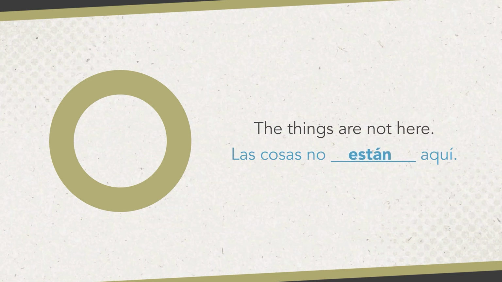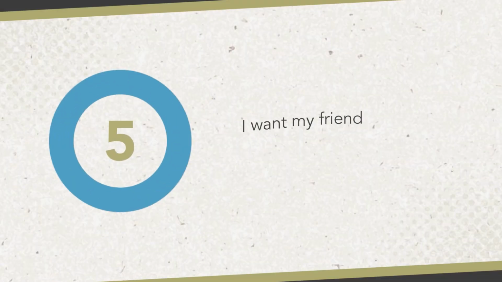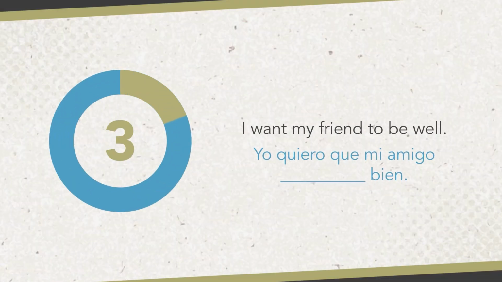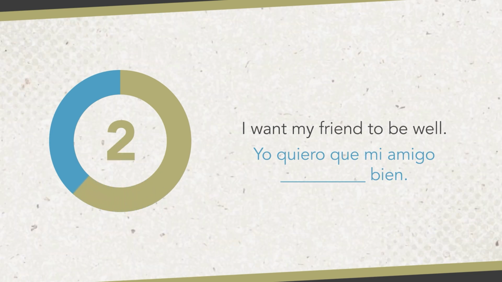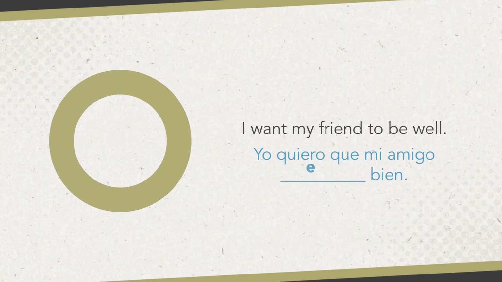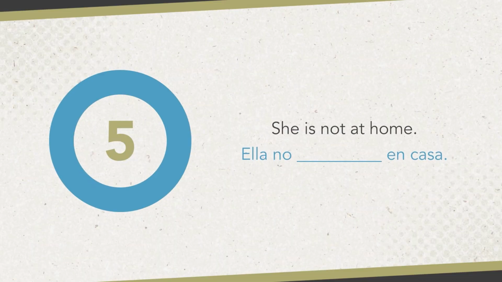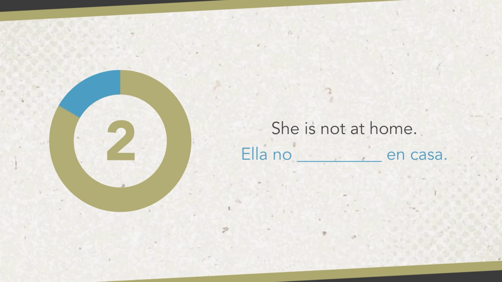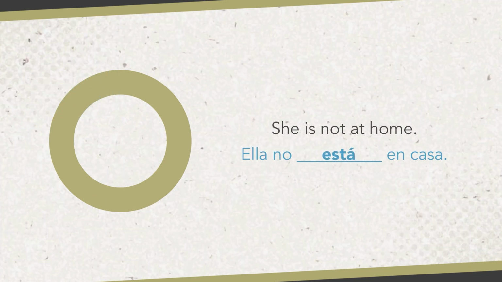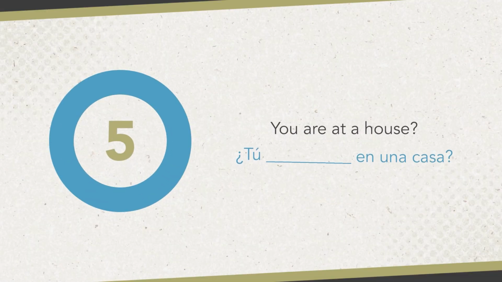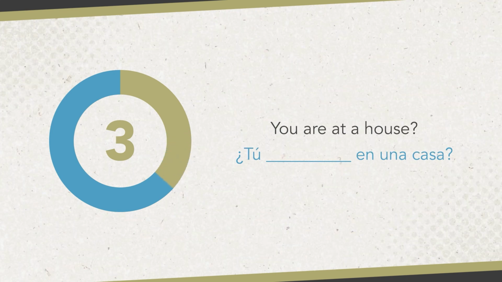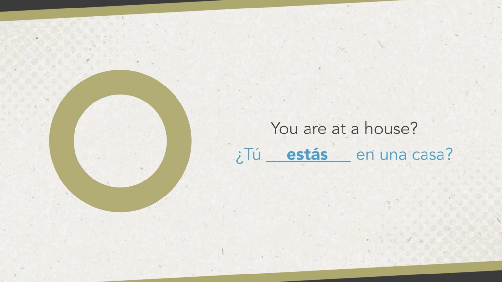The things are not here. Las cosas no están aquí. I want my friend to be well. Yo quiero que mi amigo esté bien. She is not at home. Ella no está en casa. You are at a house? ¿Tú estás en una casa?